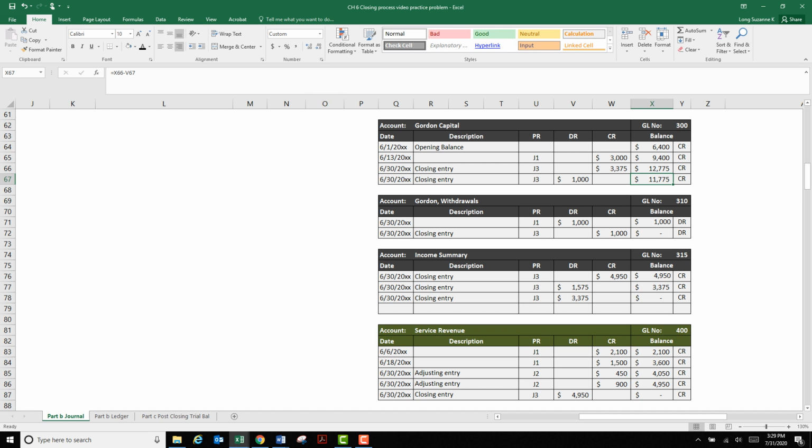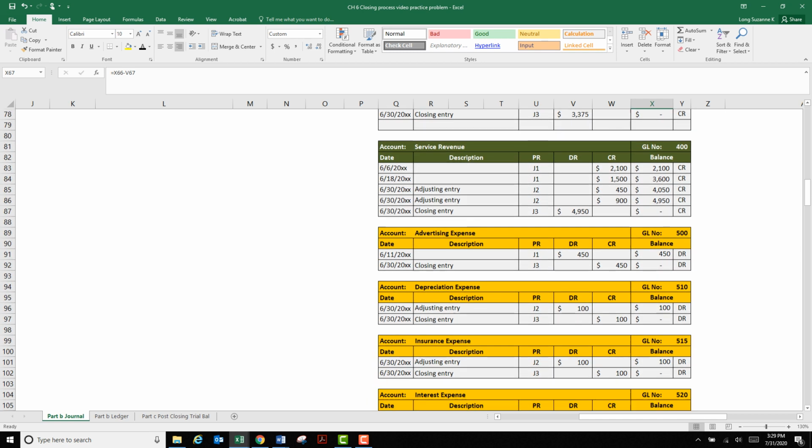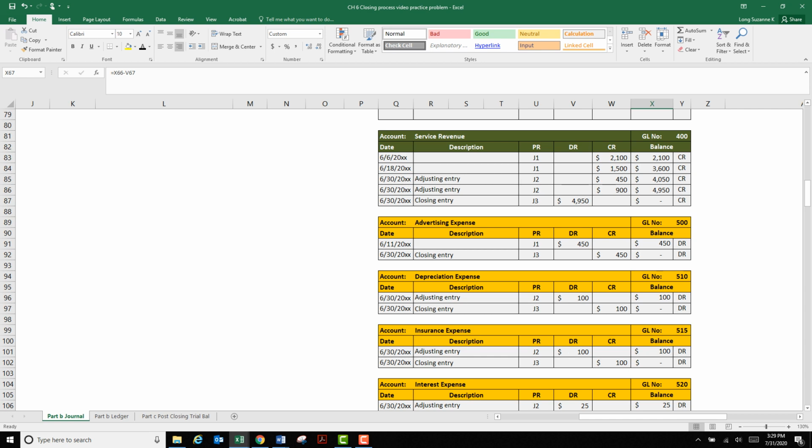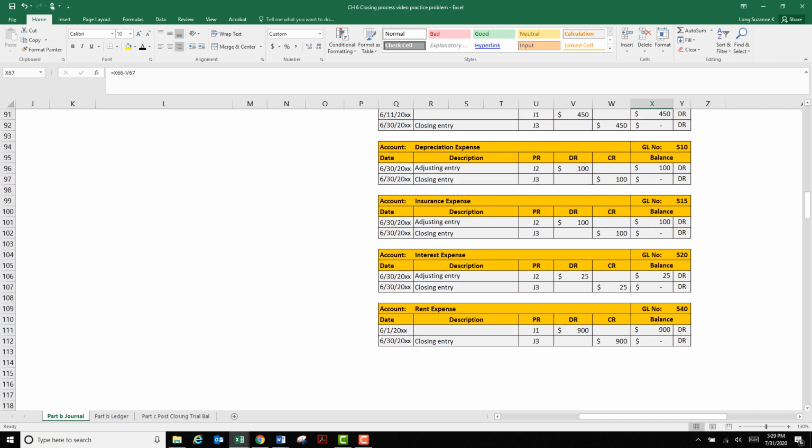11,775, I'm going to highlight that. We're going to see that number in a few places, and that will become a very important kind of reconciling number or a touch point number. Withdrawals should zero out, closing. Income summary should zero out, closing. Revenue and expense should zero out, zero out, zero out for closing.